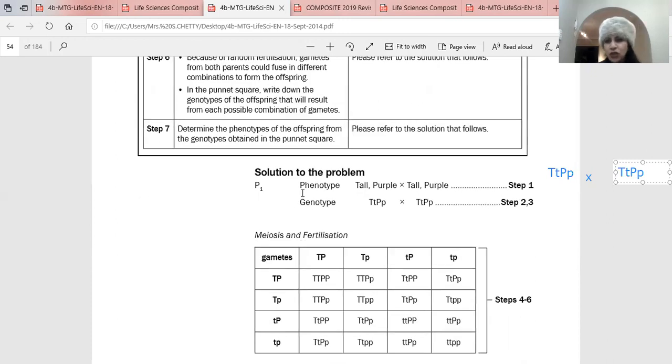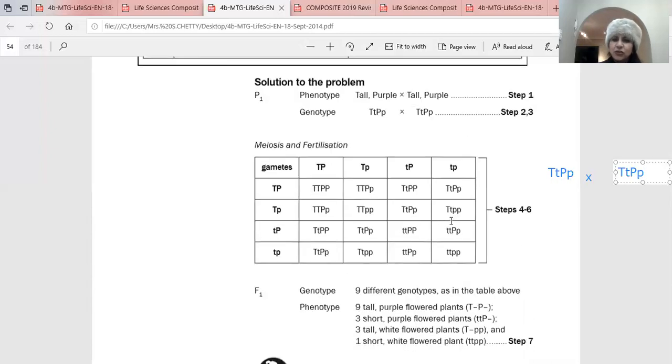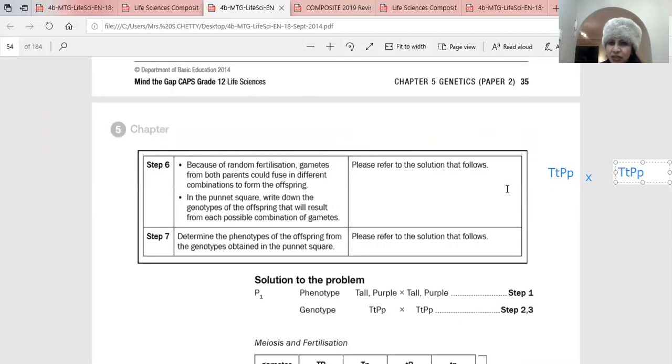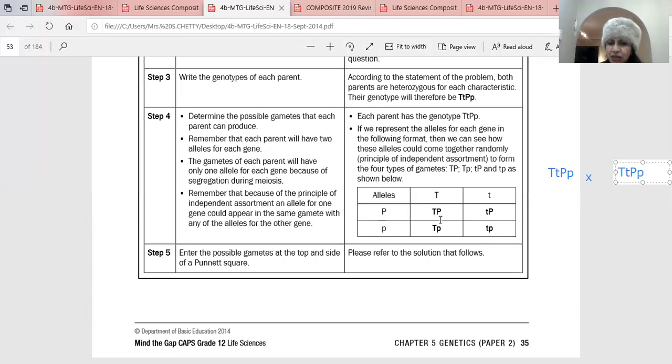P1, they will never ask you to do a complete cross in dihybrid crosses, but they'll ask you to fill in things or write down the genotype, etc. So there we go, P1, they'll never ask you to do this, but they're just showing this to you. Tall and purple cross tall and purple. Genotype, both of them were heterozygous for each characteristic. Now, you take the gametes, these were the gametes that we worked out, capital T, capital P, and etc.